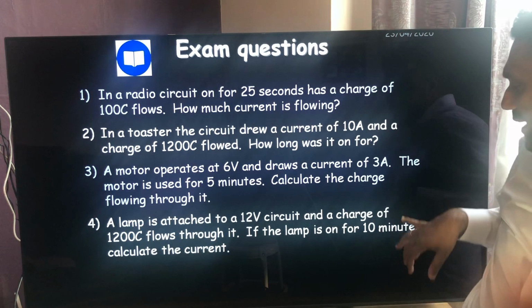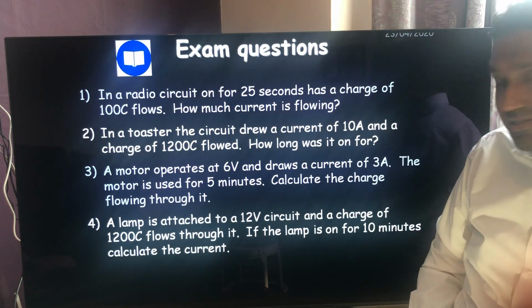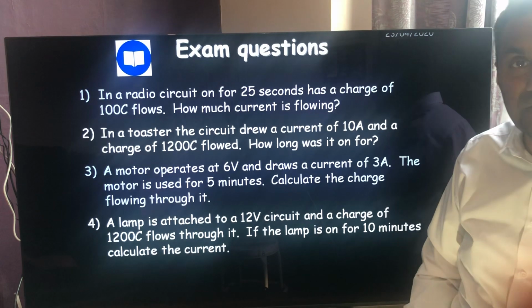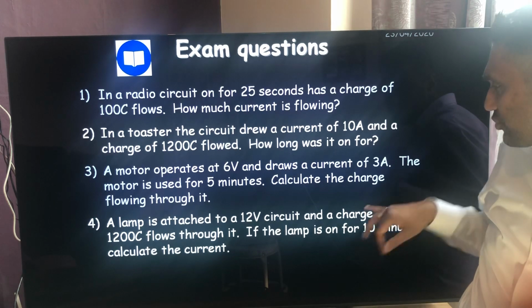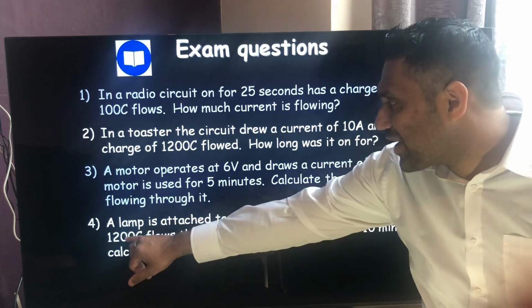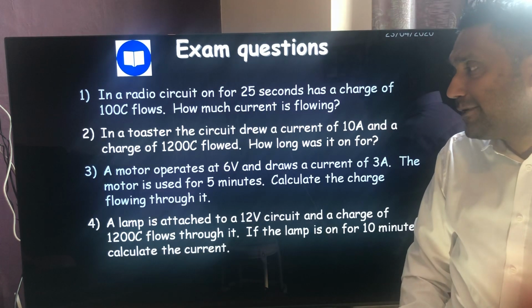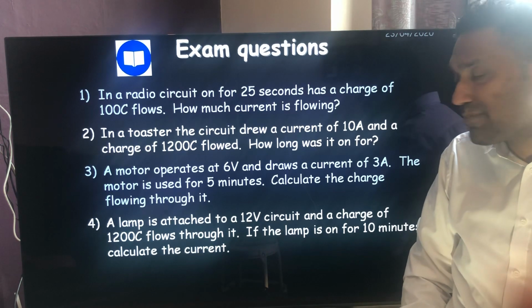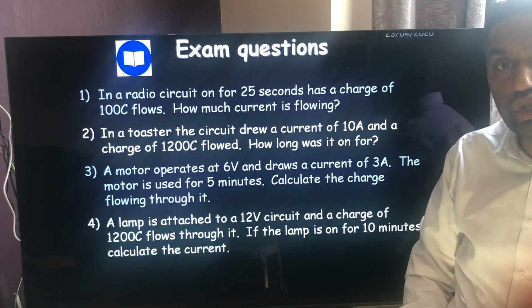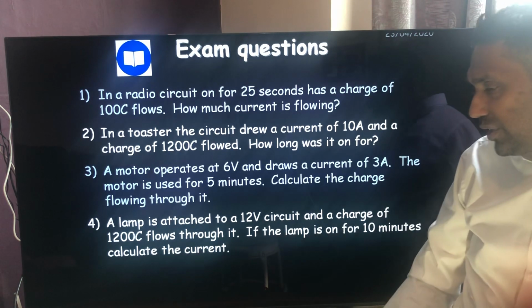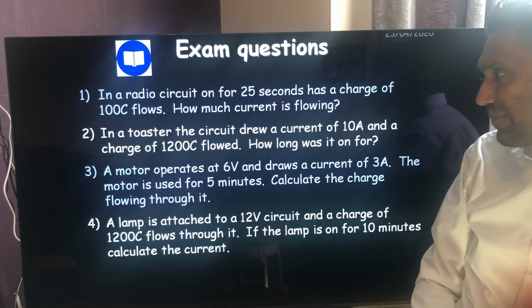No, I don't. I need to convert my time into seconds. So 10 minutes is 10 times 60, which is 600 seconds. So 600 seconds is on for, I've got 1,200 coulombs going through it. So 1,200 divided by 600 seconds equals 2. So that answer is 2 amps. Okay, 2 with a capital A.